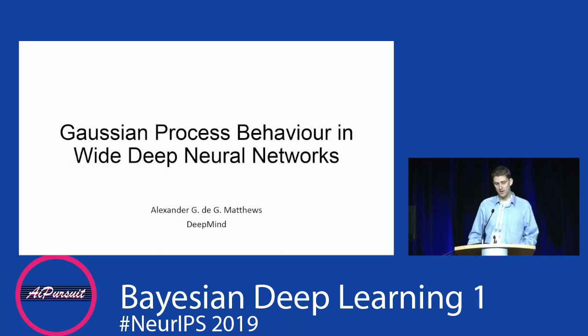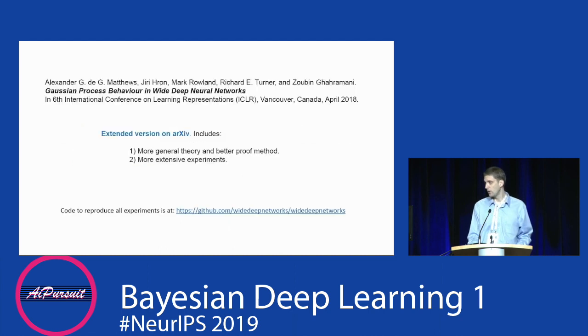Okay, I'm going to speak about Gaussian process behavior in wide deep neural networks. Those of you who are familiar with this area will know that this paper has been around for almost 2 years now, and so it's fun to talk about it now because there's been a lot of follow-up work, and we can put it in the context of what's happened since.